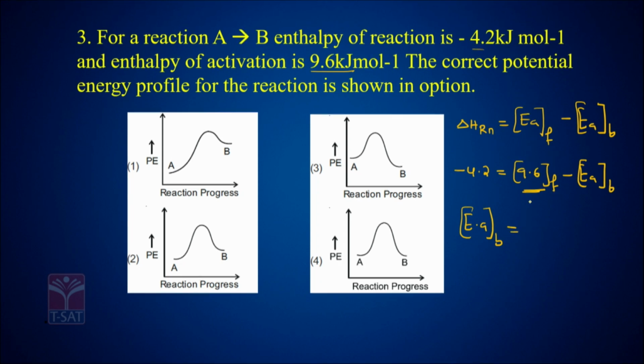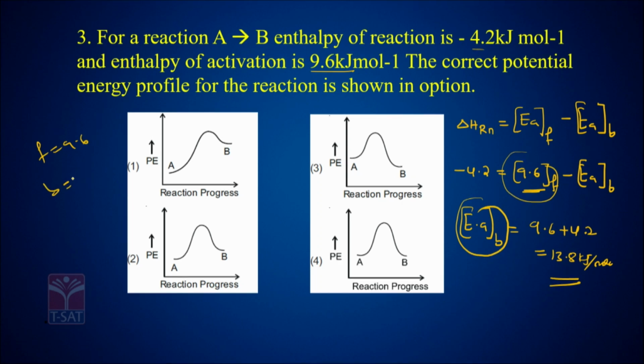Activation energy Ea of the backward reaction equals 9.6 plus 4.2. If you calculate this, you will get 13.8 kilojoules per mole. See carefully, activation energy for the backward reaction is more than activation energy for the forward reaction. Forward reaction is 9.6 and backward reaction is 13.8. This you can see in option 3.